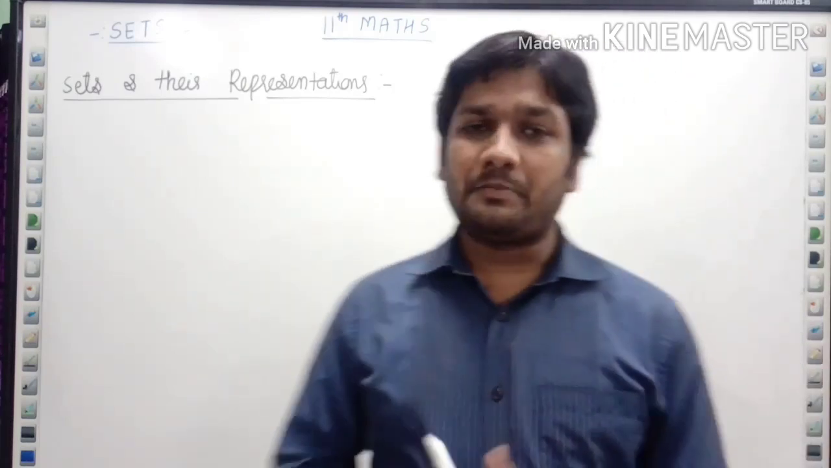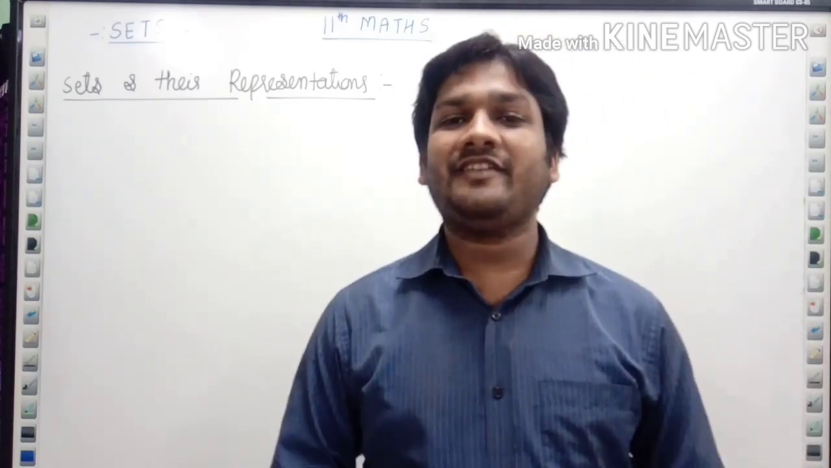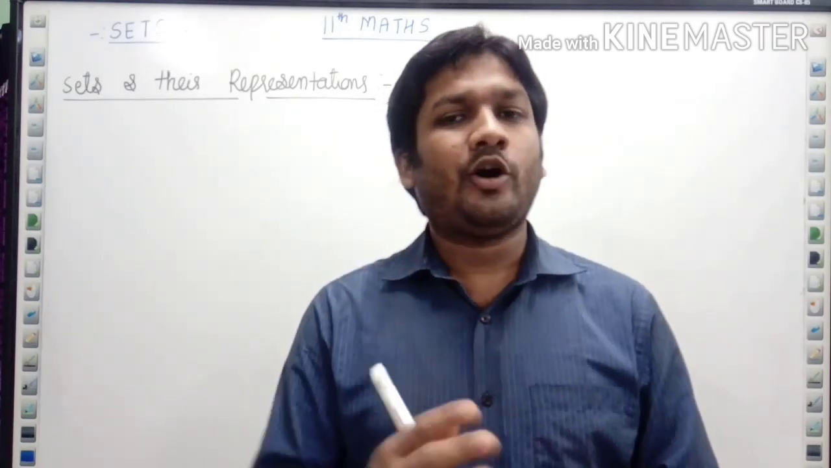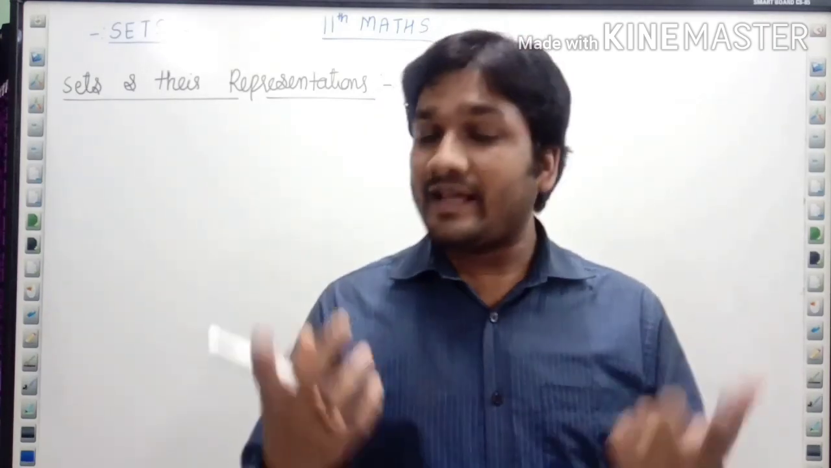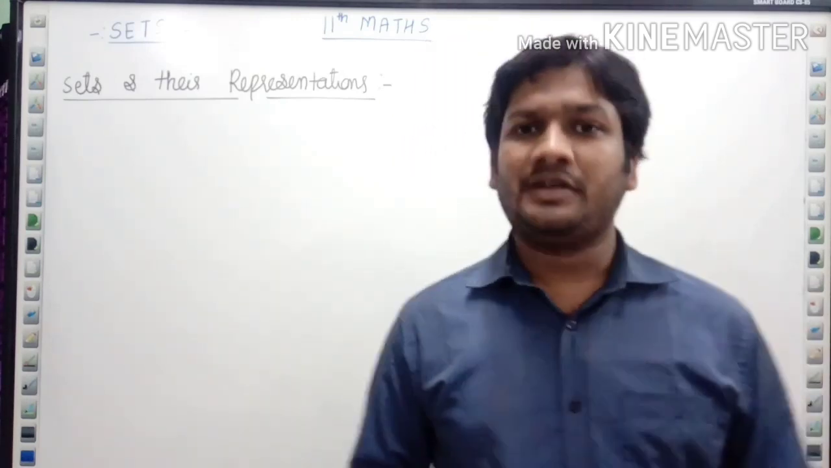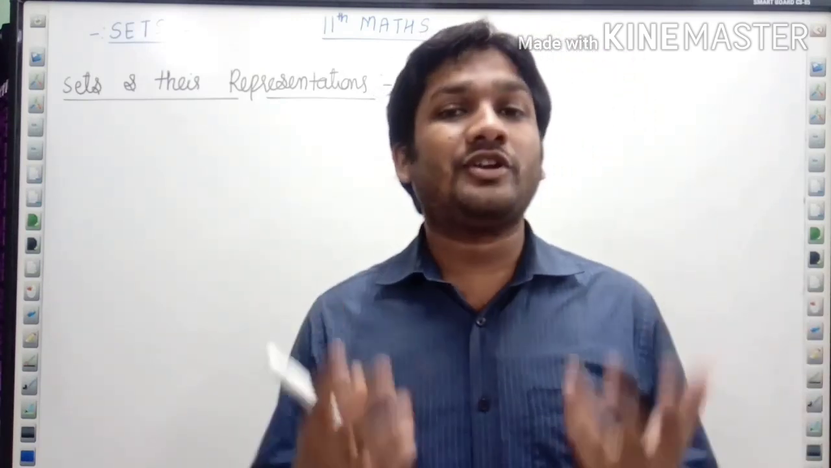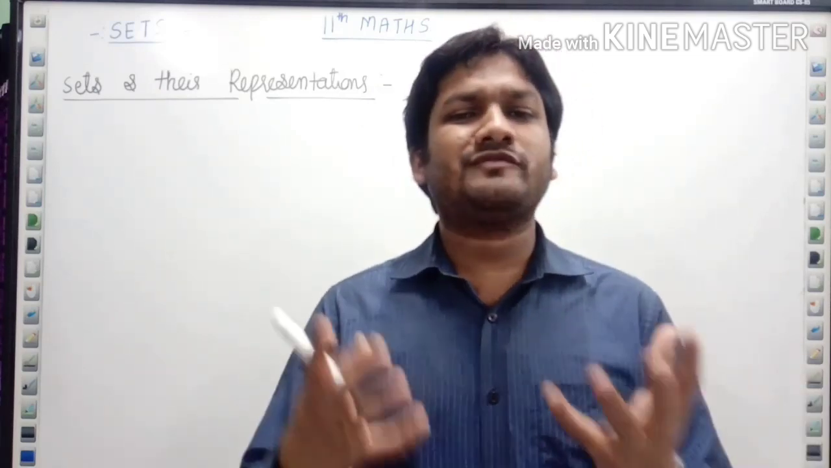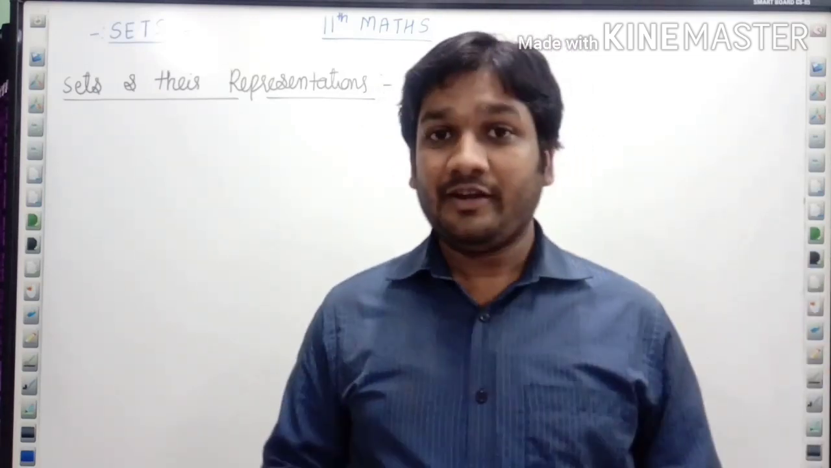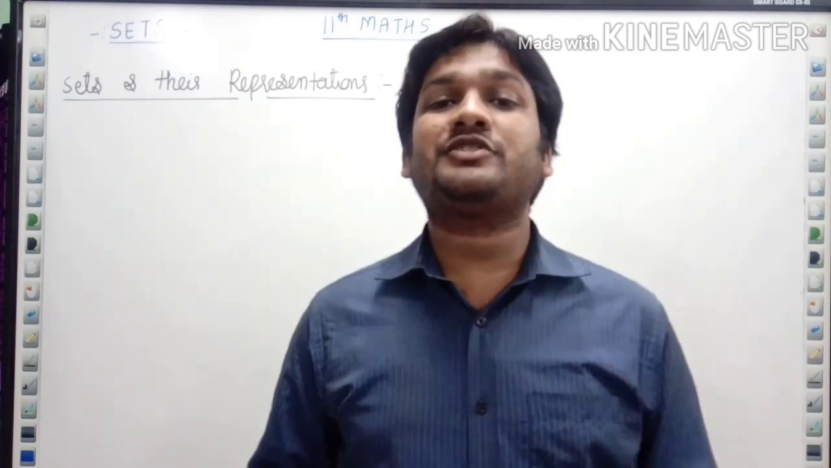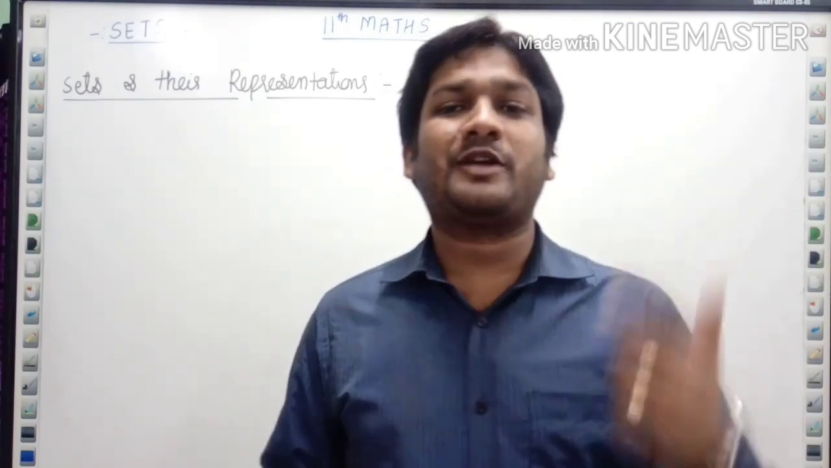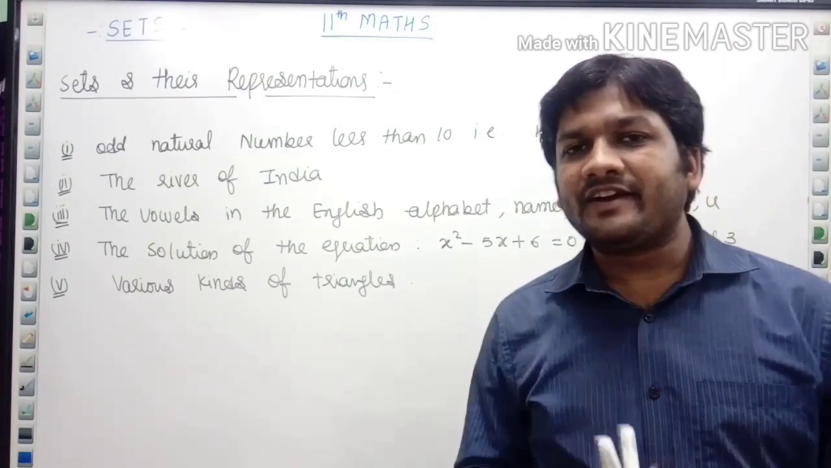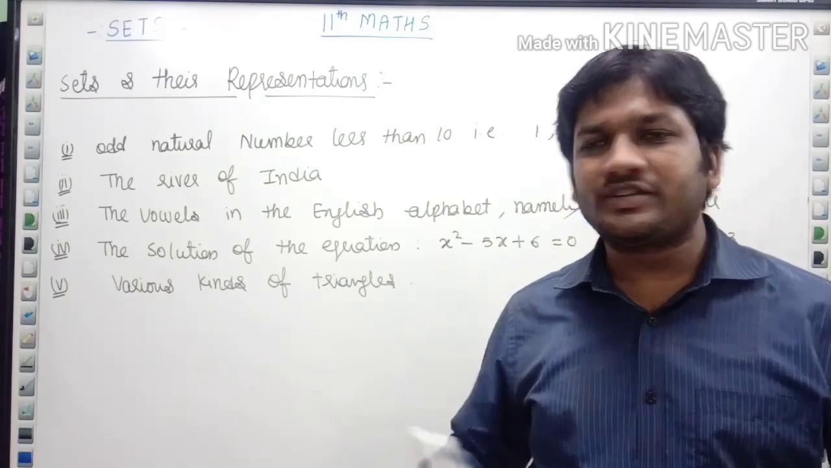Now, sets and their representation. In our everyday life, we often come across collections of things of a particular kind. You can say a collection of cards, a collection of birds, a cricket team. So everywhere we have a collection of something or other. In mathematics also we have collections of numbers, like natural numbers, prime numbers, whole numbers. Here I have taken a few collections.